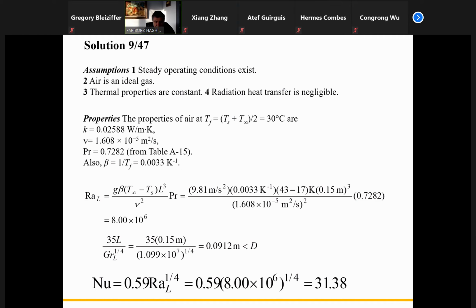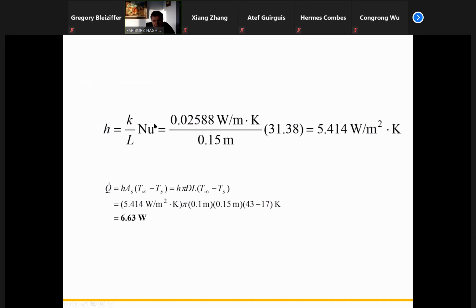Let's move to the next slide. You have the Nusselt number, so you can calculate your heat transfer coefficient, which is 5.14. This is your heat transfer coefficient. You replace it in Newton's cooling law, which is h A, the surface area, times the temperature difference. This is a cylinder, therefore this is heat transfer from the surface of the wall. P D is the perimeter, and L is the length of the pipe. Now you know that the heat transfer is equal to 6.63 watts.